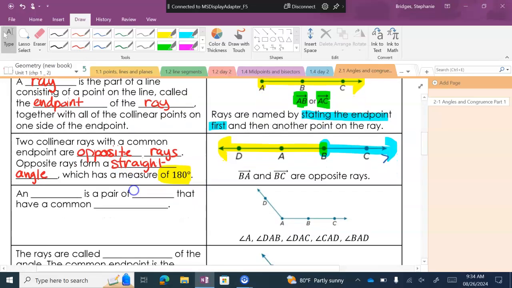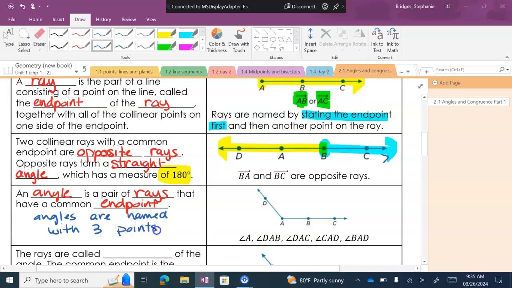Next, an angle is a pair of rays that have a common end point. Now, right under that, what I want you to put is angles are named with 3 points or just the vertex. And we'll talk about what the vertex is in just a second.